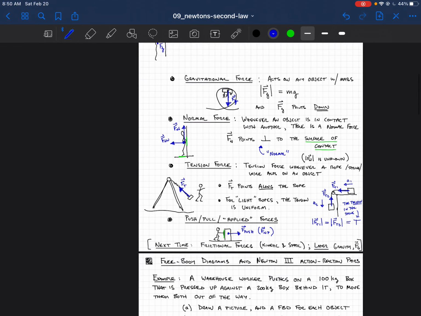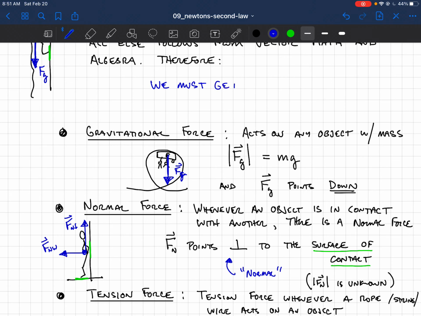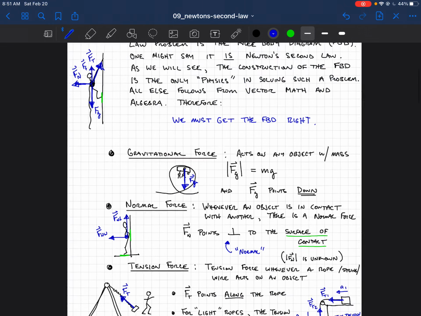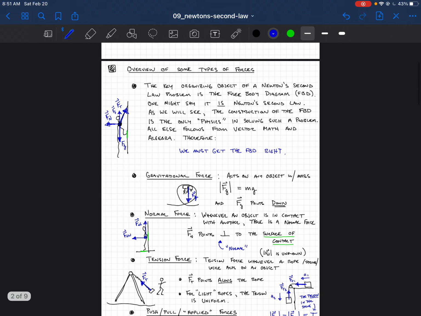And the idea, remember, of all of these forces here is to have in mind what is the list of possible forces and go through that list when you're looking at a free body diagram. So as we'll see, the construction of the free body diagram is the only physics in solving such a problem. All else follows from the vector math and algebra. And I guess therefore we must get the free body diagram right. So the way to get the free body diagram right is to have this list of possible forces in your head and to go through them and to know exactly the direction in which they act and the magnitude with which they act.